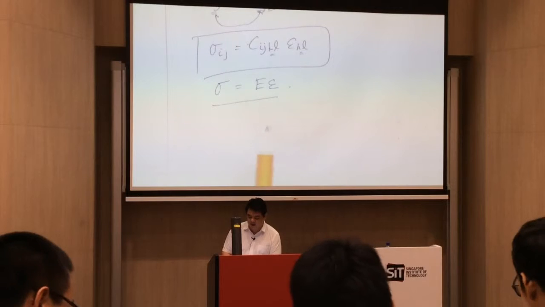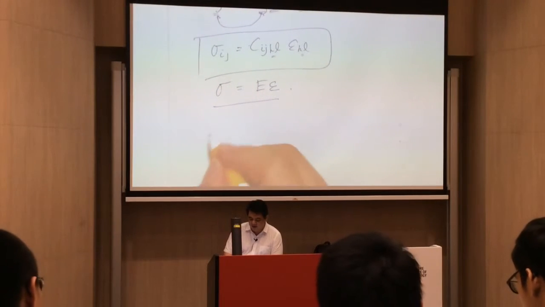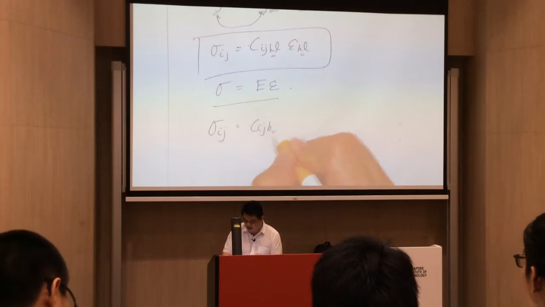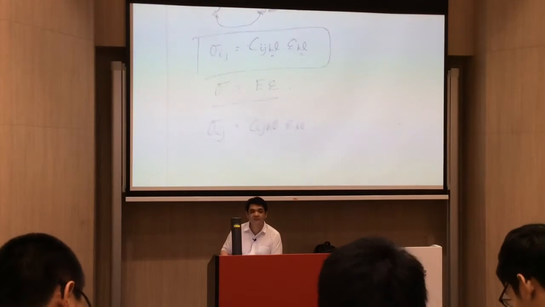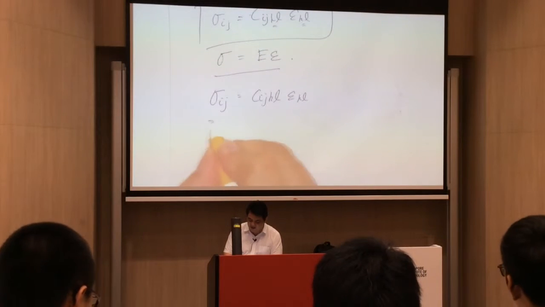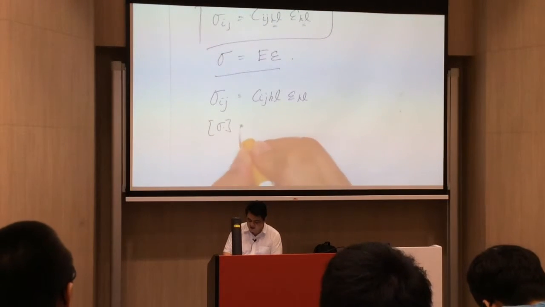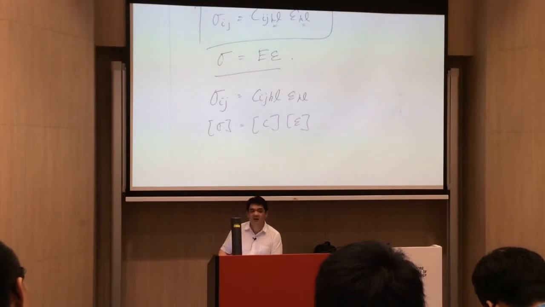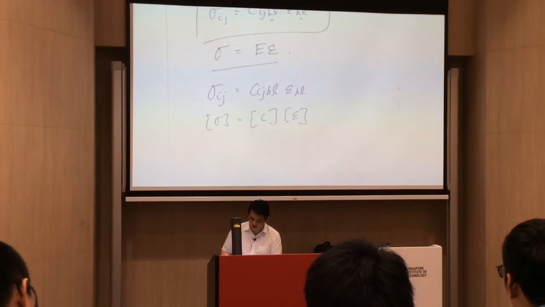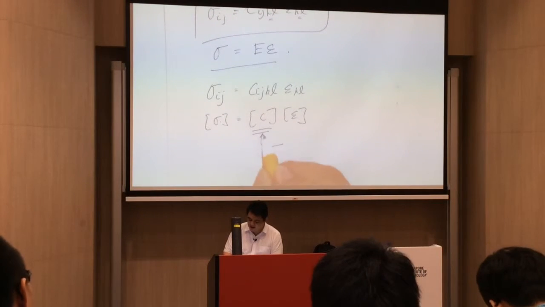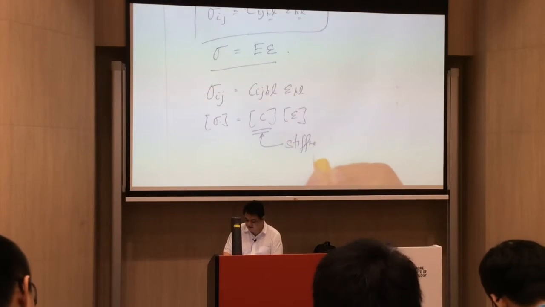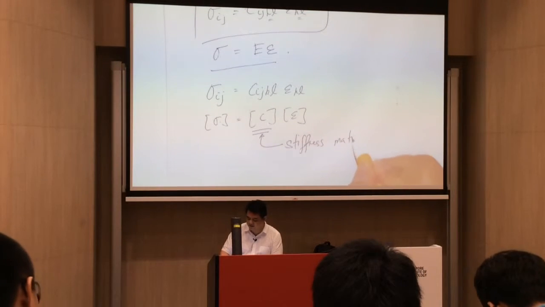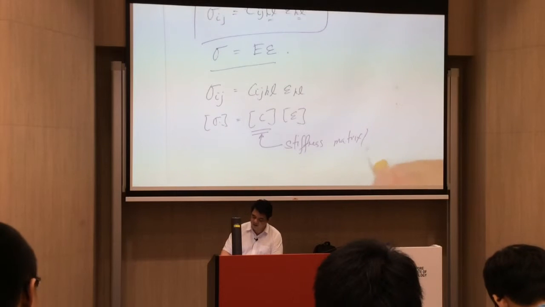So this one is your Young's modulus. If I'm going to have sigma ij equal to Cijkl epsilon kl, if I write this one into matrix, I can have this one as sigma equal to C multiplied by epsilon. Yes? So this one is your stiffness tensor or stiffness matrix. Let's just put there a stiffness matrix or tensor, no problem.